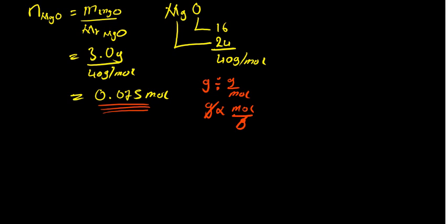So it's very important, in whatever question you're dealing with, to write all the units, whether you're multiplying or dividing, whatever components you're given. Okay, so that's the number of moles for what? For magnesium oxide.